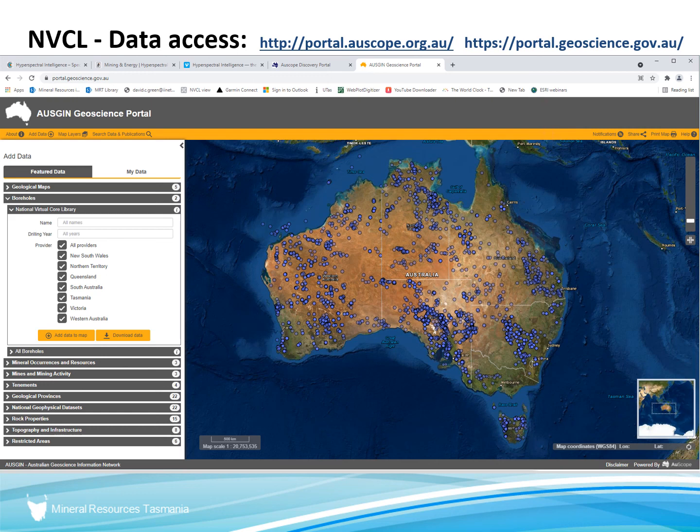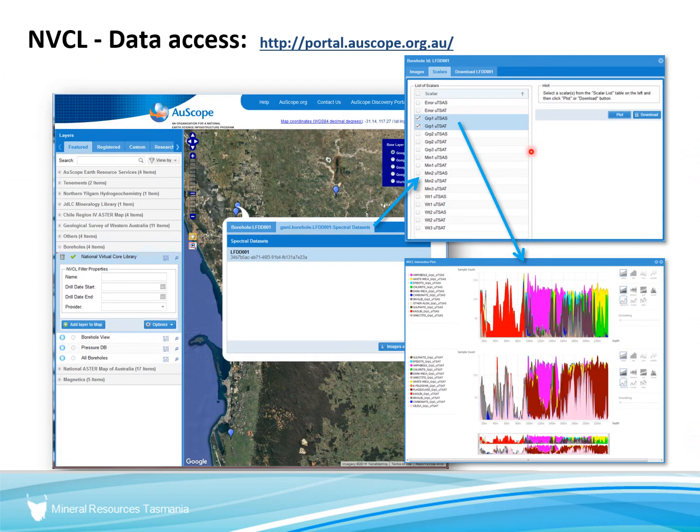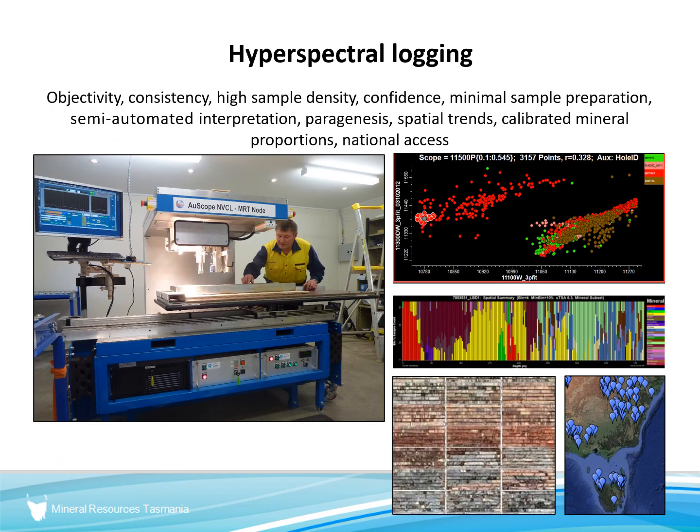Where to get all this data from? The National Virtual Core Library is online at Ozscope. You can go and search for drill holes, and have a look at the mineralogy. You can download entire data sets. And there are tens of thousands of these, so you can get all that data.